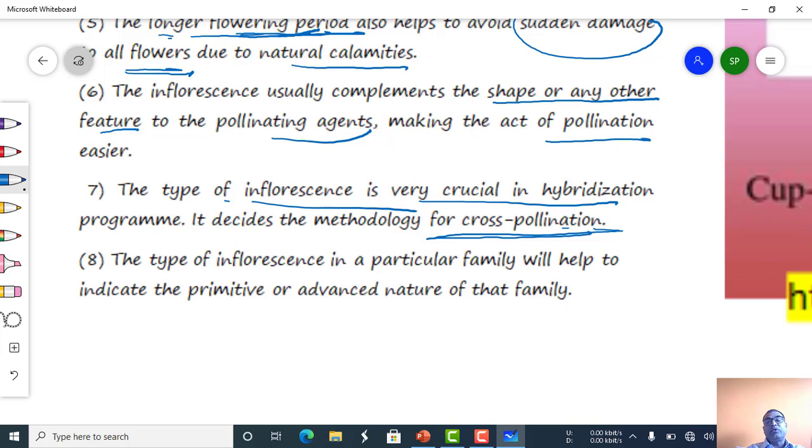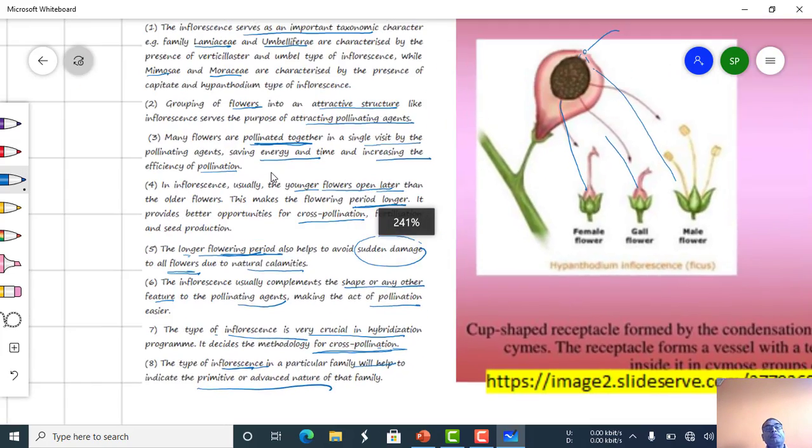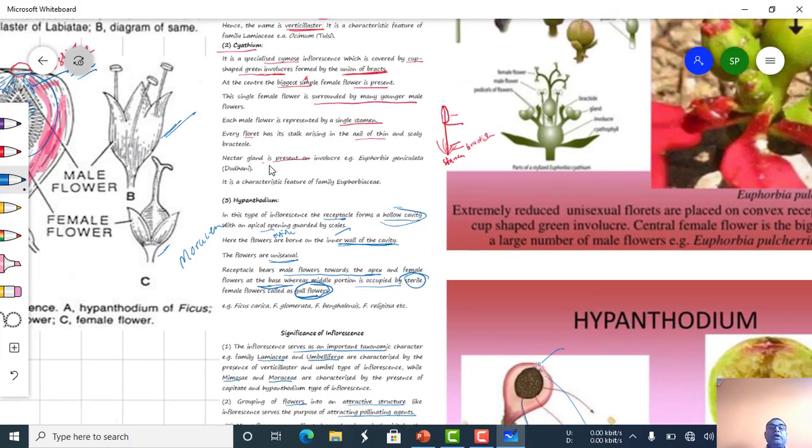And last one, the type of inflorescence in a particular family will help to indicate the primitive or advanced nature of that family. Okay, so if you see, the verticillaster type of inflorescence is an advanced one and is present in family Labiaceae, which is considered an advanced family. Globose head or capitulum kind of inflorescence, which is present in family Asteraceae, again indicates the advancedness of that Asteraceae family. Catkin type of inflorescence is present in primitive families. Okay, so catkin or amentum type of inflorescence is a primitive one, and it is present in primitive types of families. So this is about the significance of the inflorescence and special types of inflorescence.